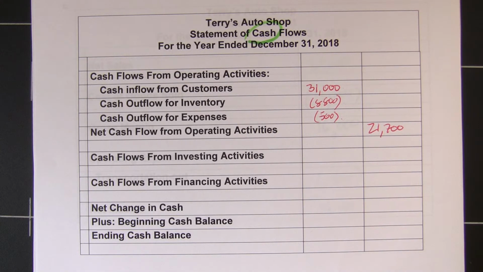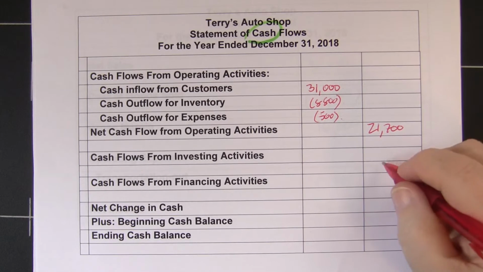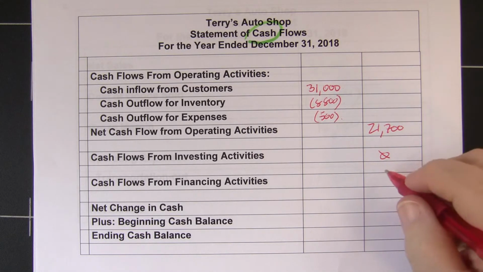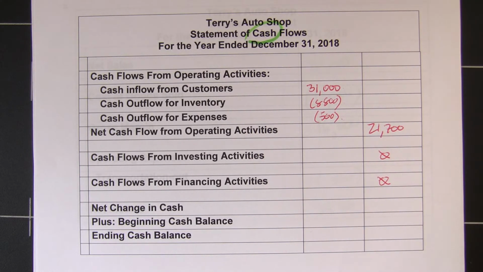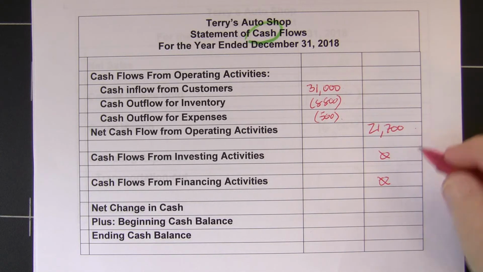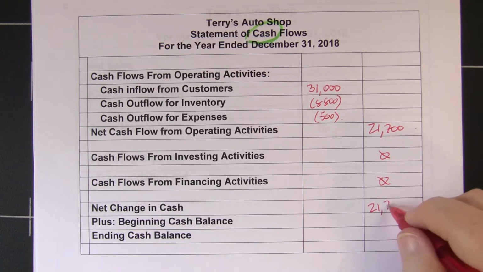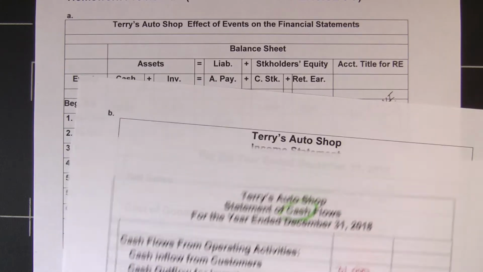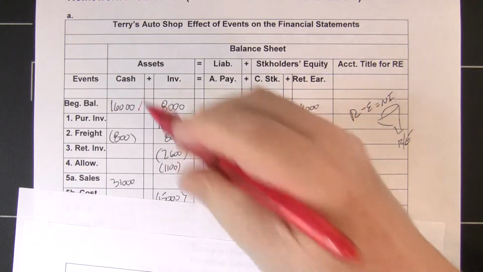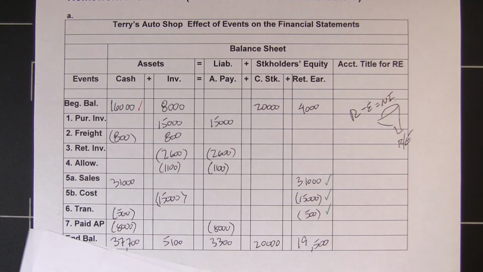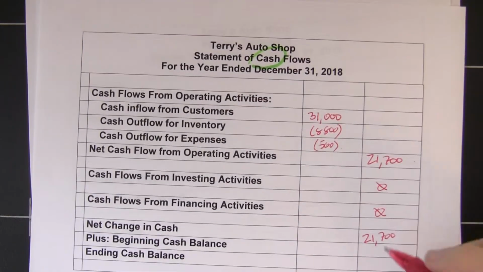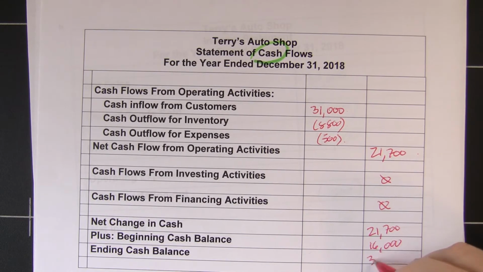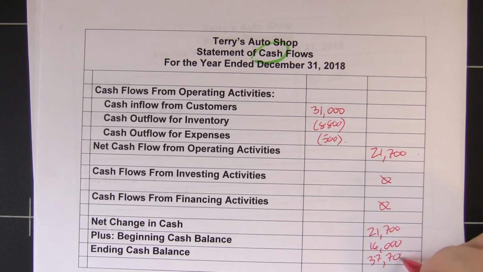Now, cash flows from investing activities, again, there were none, so don't make any up, and there were no financing activities, so again, don't make any up. Our net change in cash, the total change in cash this period was 21,700. And what was our cash at the beginning? 16,000. Cash at the beginning, 16,000. Our ending cash, 37,700.